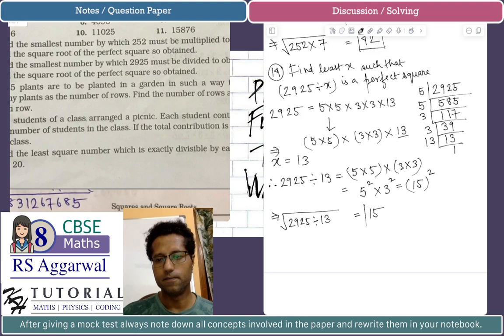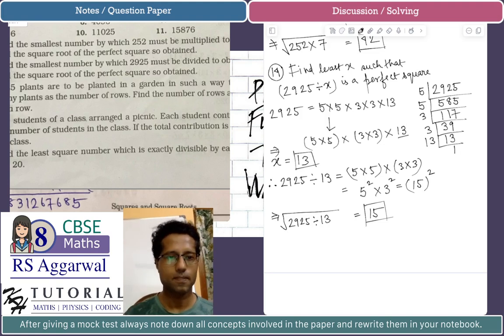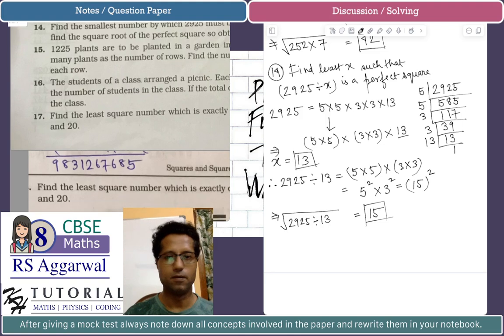So definitely the answer to the second part of this problem is 15, and the first part is 13. That is, 13 is the least number by which 2925 must be divided to give a perfect square, and that perfect square is the square of 15. Okay, let's do problem number 15.